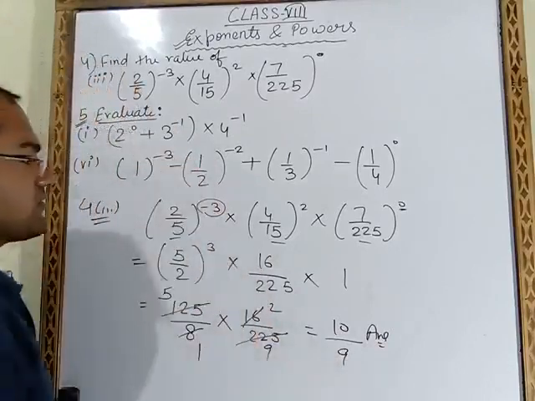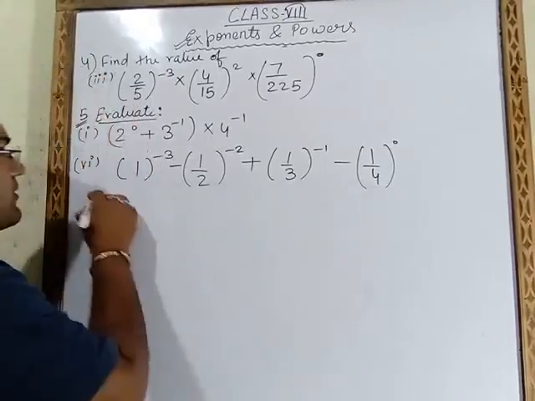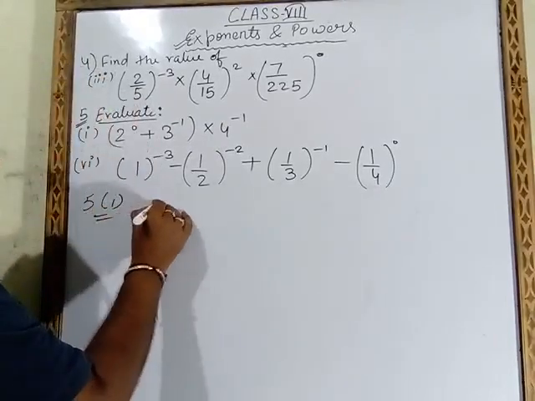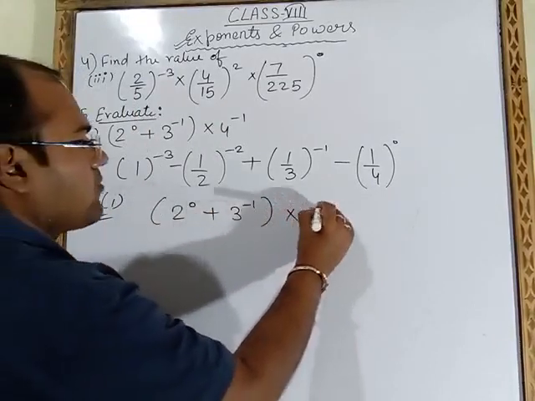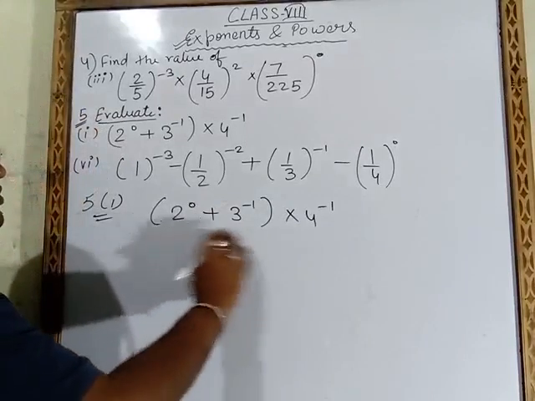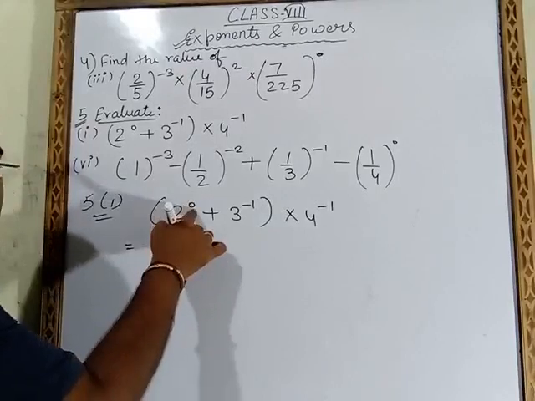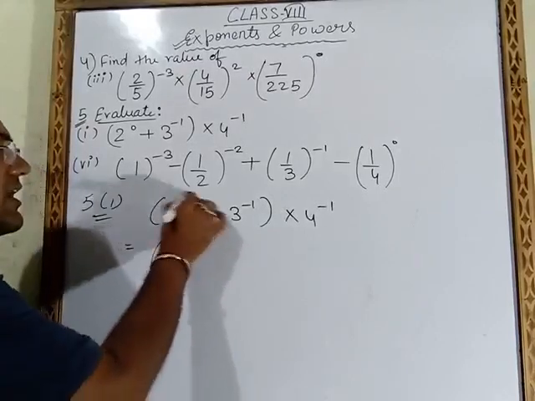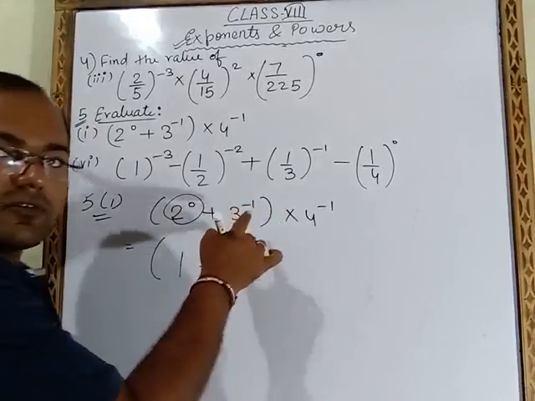Now see fifth question, first part. Question number 5, first part: 2 power 0 plus 3 power minus 1 into 4 power minus 1. First step is we have to solve this bracket. In order to solve this bracket, first step what will you do? This is 2 power 0. Power is 0, so we can write this as 1 plus, here the power is negative.